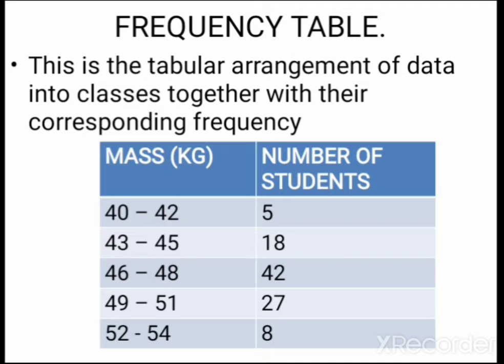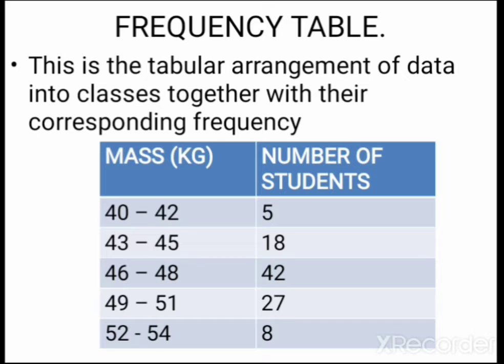Okay, let's talk about the frequency table. When we talk about the frequency table, we talk about a tabular arrangement of data into classes together with their corresponding frequency. What we have here is a frequency table. It shows the mass of students in kilograms arranged into a particular class size. Look at it. These are the masses of students. They are arranged into class size. This is what we call a frequency table.